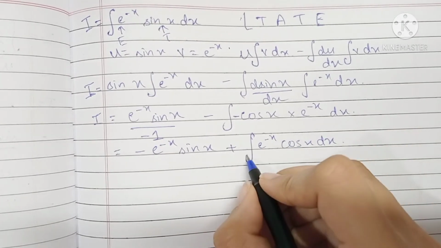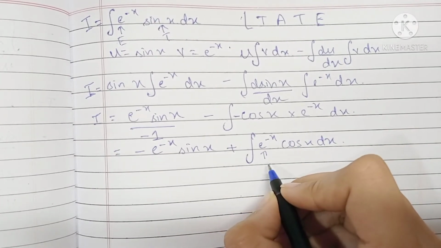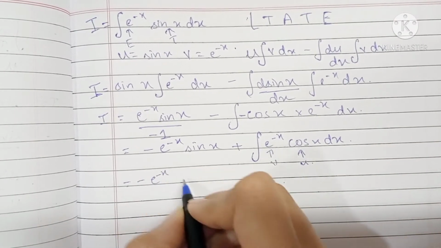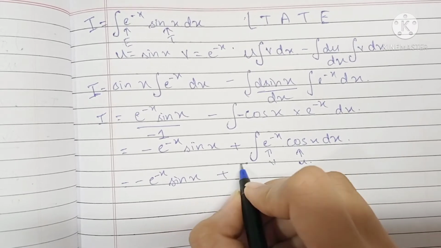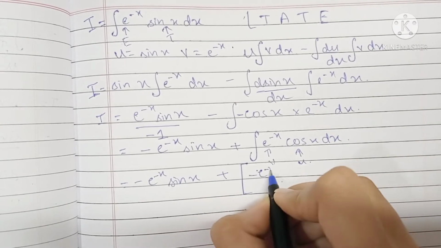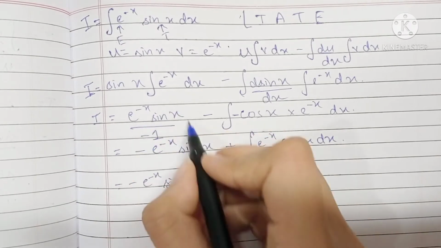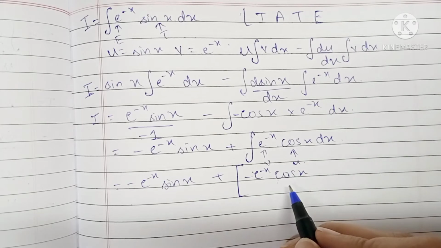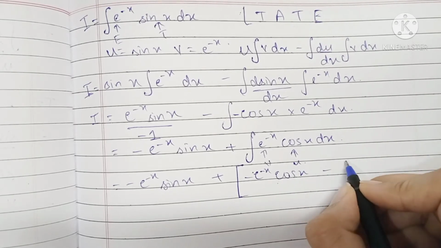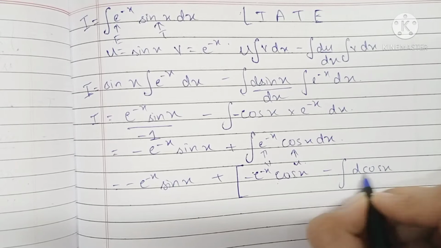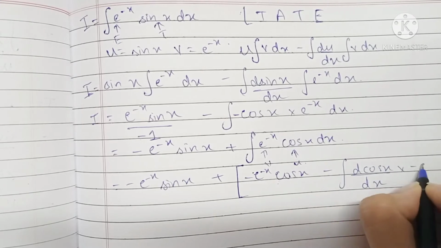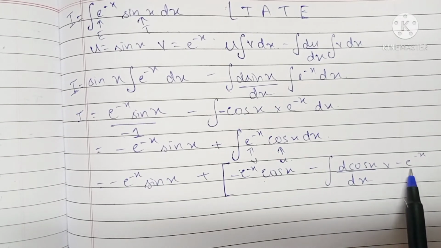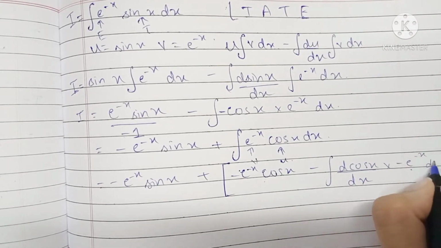We'll be solving this by parts again. This is the v term and this is the u term. So this is minus e raised to minus x sine x plus, now we have again minus e raised to minus x cos x. Same thing that I did over here, integrating e raised to minus x and keeping cos x outside of the integral, minus the integration of, now we have the differentiation of cos x into minus e raised to minus x, because I've just used the same formula again, and the integral of e raised to minus x is minus e raised to minus x.